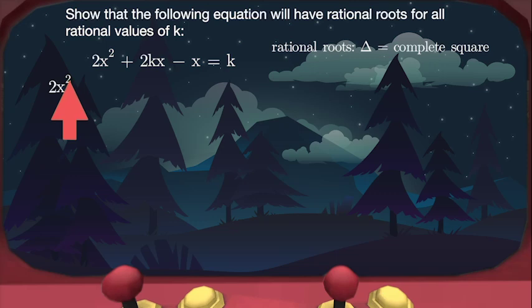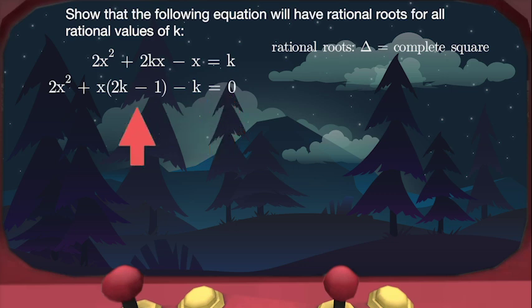So we have 2x squared plus, and when I take out a common x between these two terms, we will have x and in brackets 2k minus 1. And then we had to move this k to this side, and therefore we have a minus k equals 0. So here we have ax squared plus this is our bx and this is our c. Now you can write the x at the back of this bracket if you want to, but I'm just going to leave it like that. I know it's going to be a positive b.